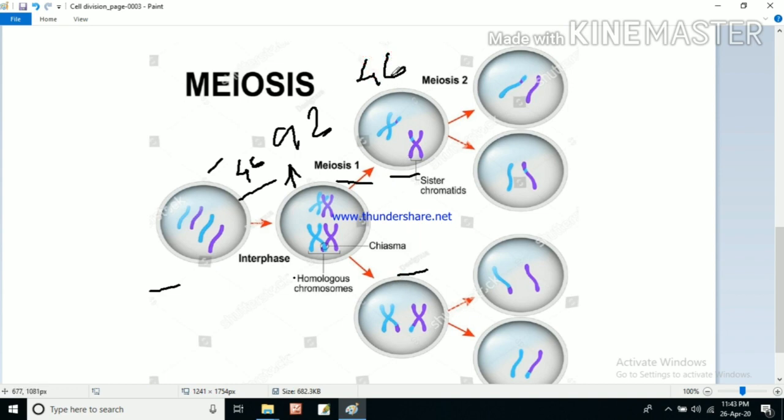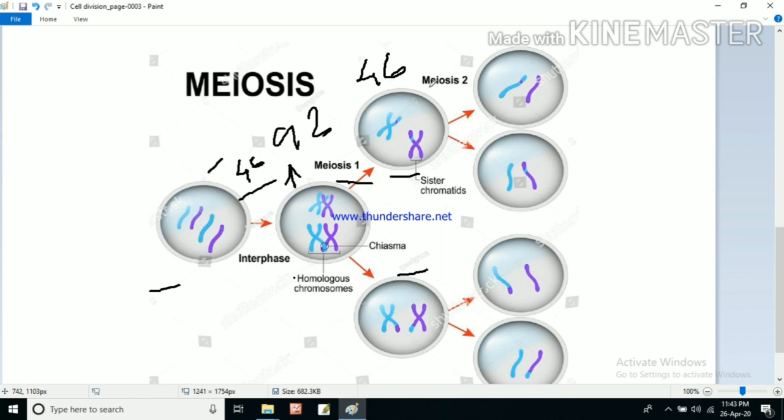Meiosis 1, as we have seen here, is the same as mitosis. Meiosis 1 and mitosis are similar, the process is the same. The number of chromosomes becomes double, and after that the cell divides and forms two daughter cells, and the daughter cells contain the same number of chromosomes as the mother cell. But here the meiosis is not complete. If it were mitosis, it would have completed, but it is meiosis, that's why it is not complete.